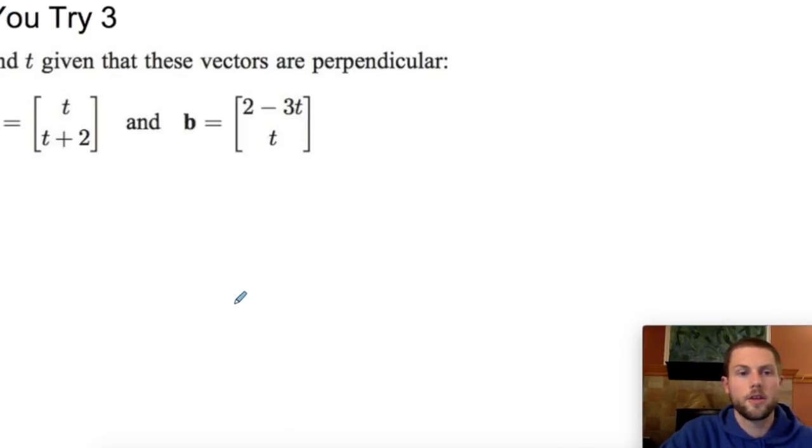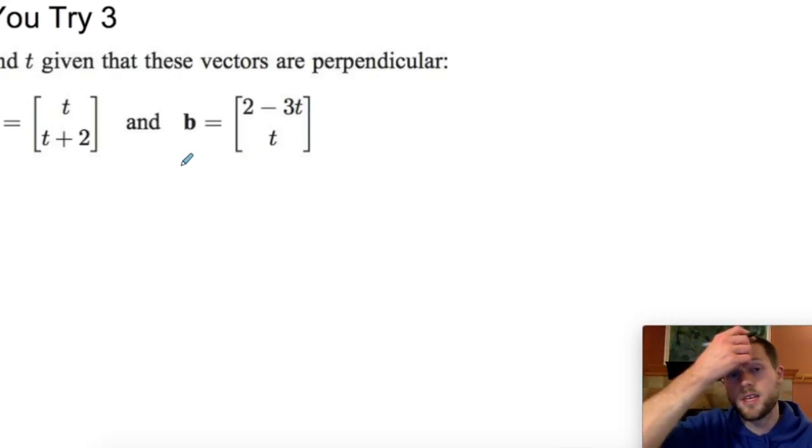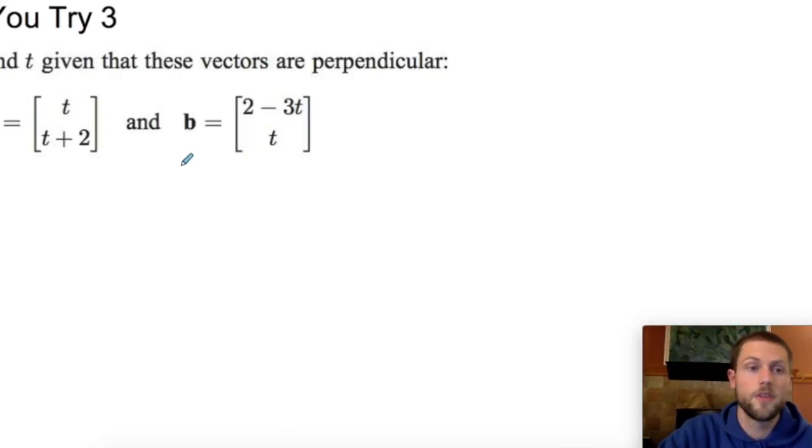So here's another one that I'd like you to try. This one's a little bit trickier, but I think you can do this one as well. I want you to find t, given that these vectors are perpendicular. And we have a lot of t's all over the place. So give this problem a shot and resume when you are ready.